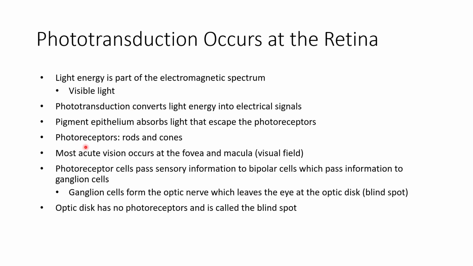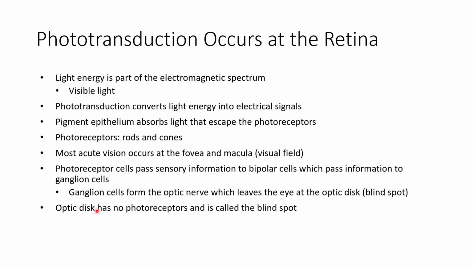Those photoreceptors are rods and cones. But in addition to rods and cones, we also have what's called pigment epithelium. So these are the cells around the rods and cones. And what these do is they absorb any light that escapes the photoreceptors. So it prevents light from bouncing around inside the retina, which would give us distorted, blurred vision. So light gets absorbed and not reflected.